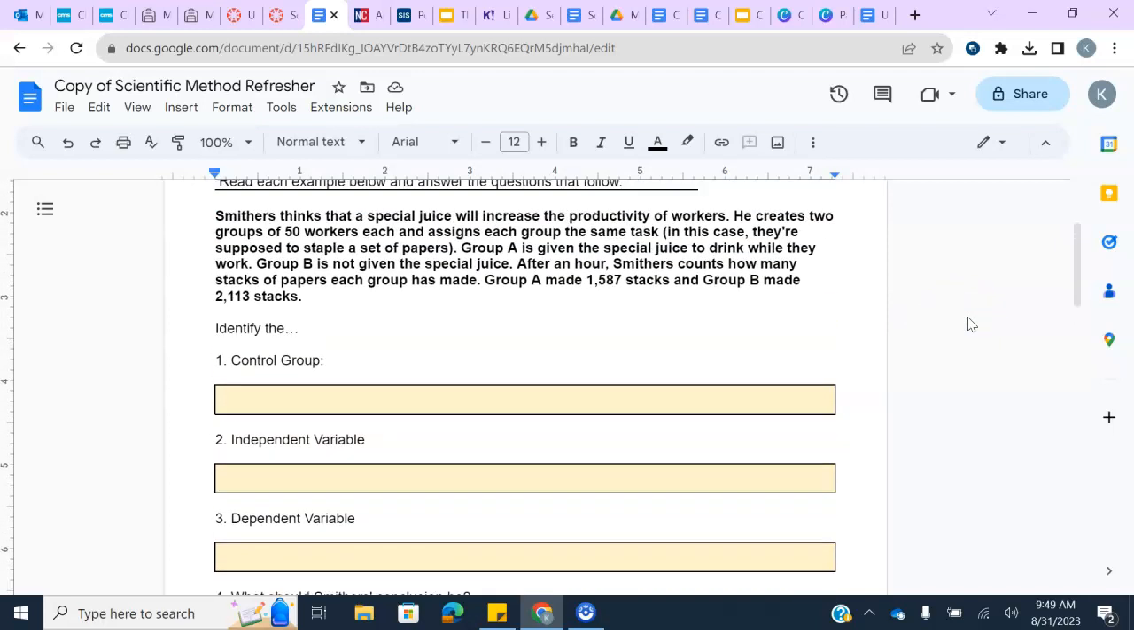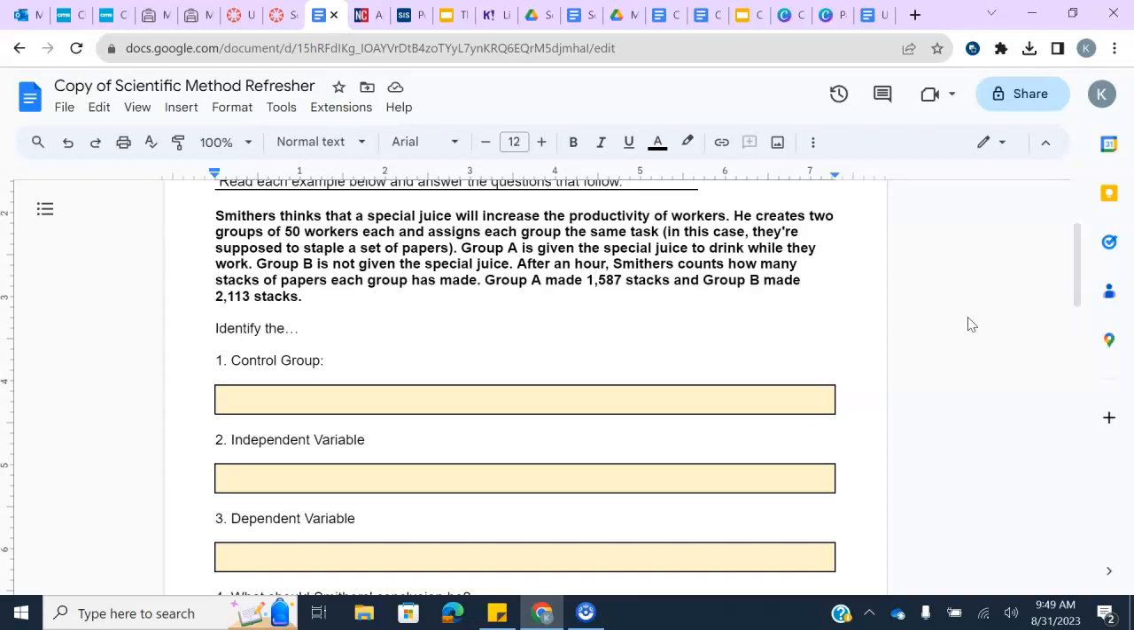So it says Smithers, and this is from a Simpsons scientific method station, so they're going to be the characters from The Simpsons. Smithers thinks that a special juice will increase the productivity of workers. He creates 2 groups of 50 workers each and assigns each group the same task. In this case, they're supposed to staple a set of papers.